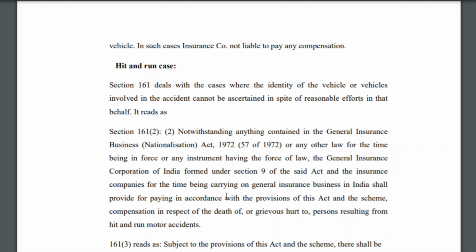This scheme came into effect from 1/10/1982. Some amount has to be given where the identity of the vehicle has not been ascertained. Some procedure has also been given: in case of death, 25,000, and in case of grievous hurt, 12,500. The application has to be filed before the claims settling commissioner.